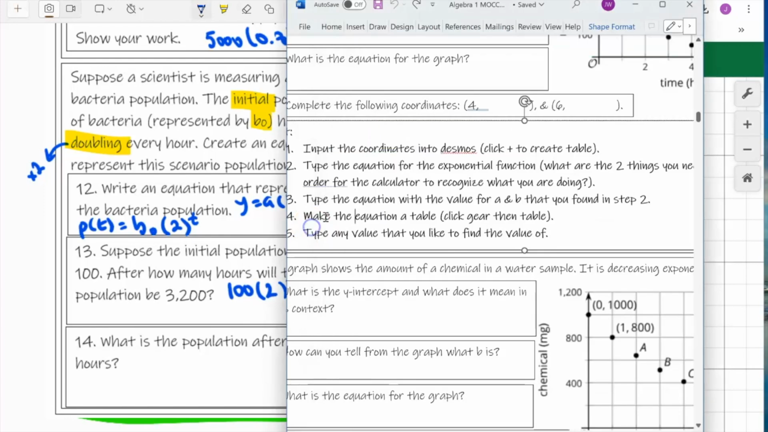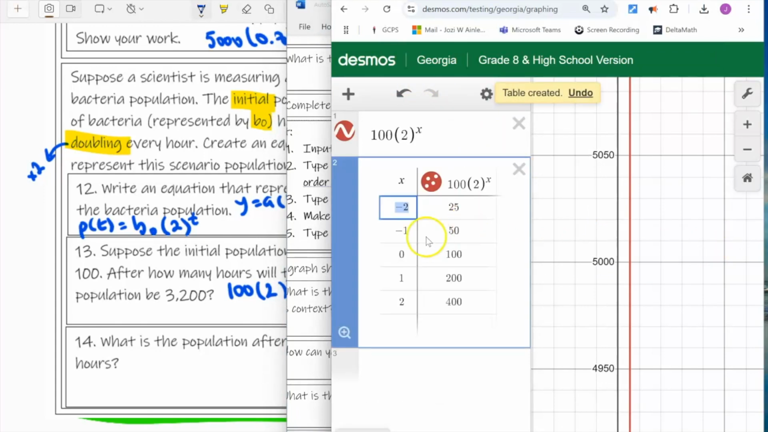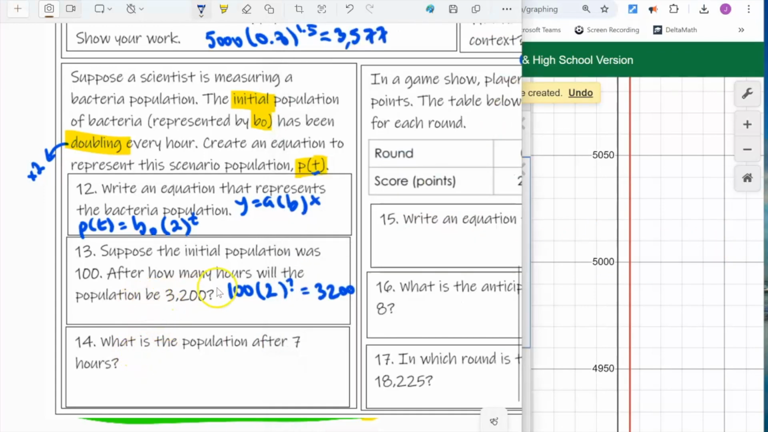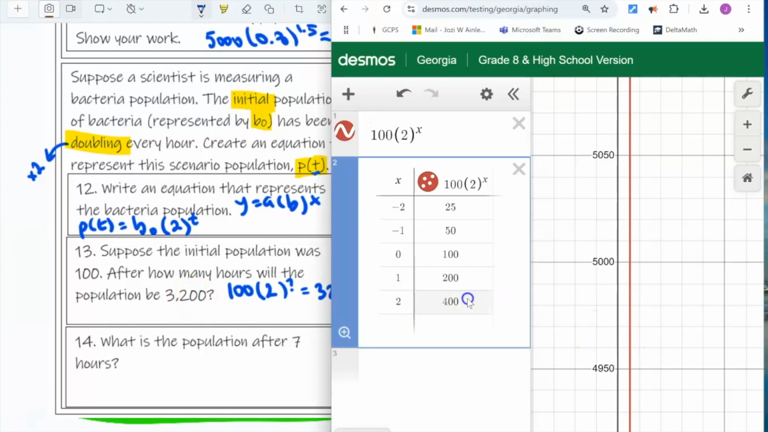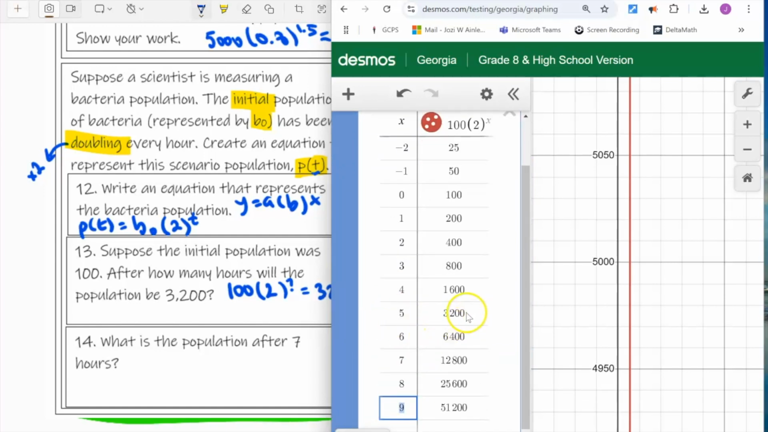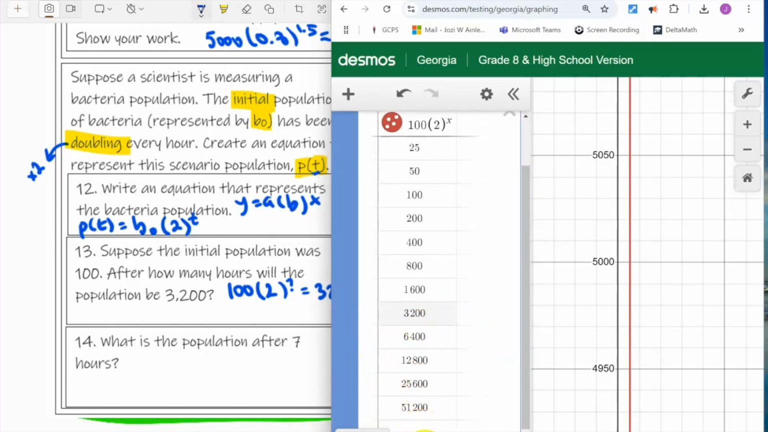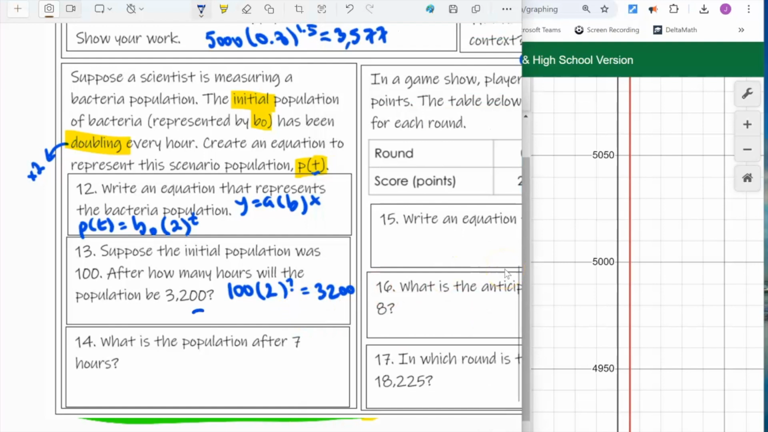And then all I have to do is make the equation a table by clicking the gear. So let's go ahead and do that. Now it's a table, and they're asking me what will x be when the population is 3,200? Right now at x is 2, population is 400. So I just need to keep going until I get really close to, boom, there's 3,200 right there, and it's going to be 5. So at 5 hours, the population is 3,200. So this is going to be 5 hours.